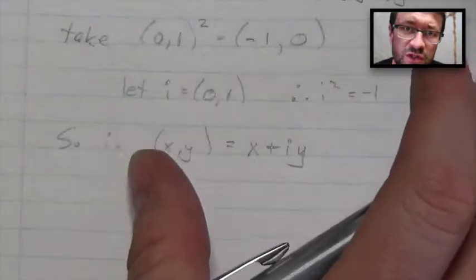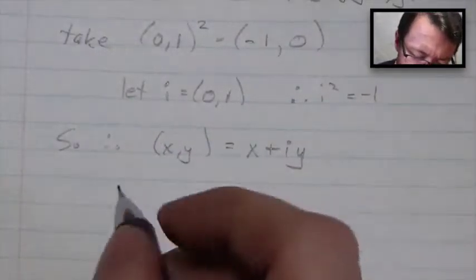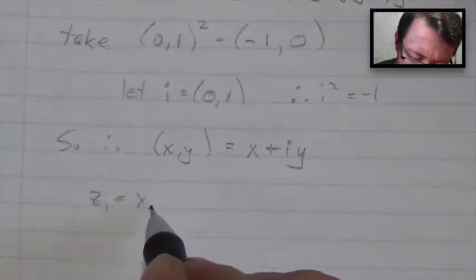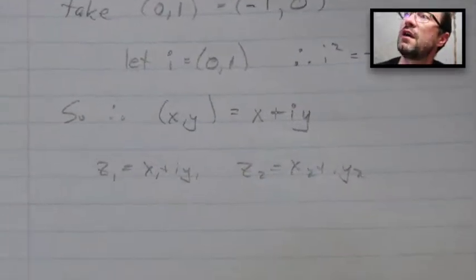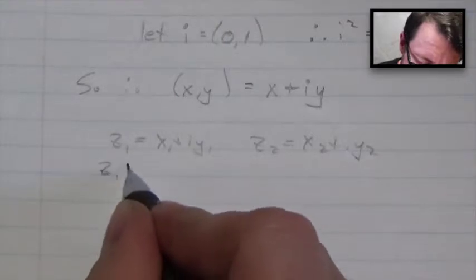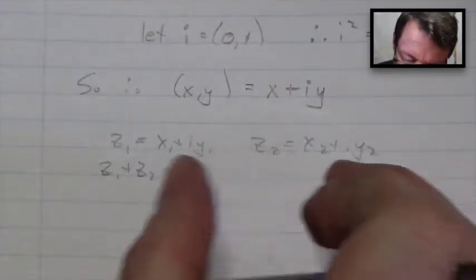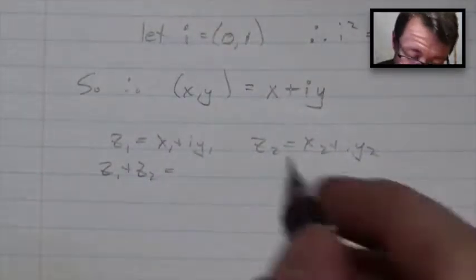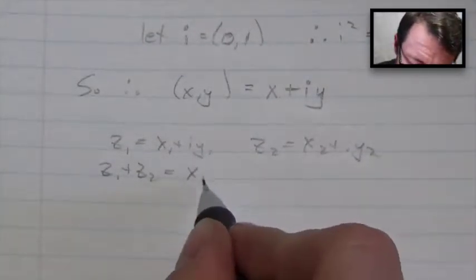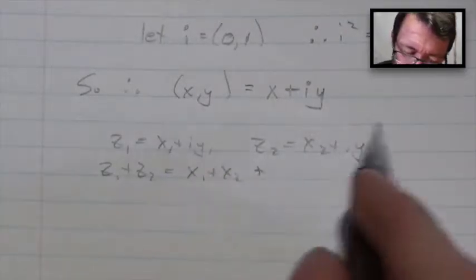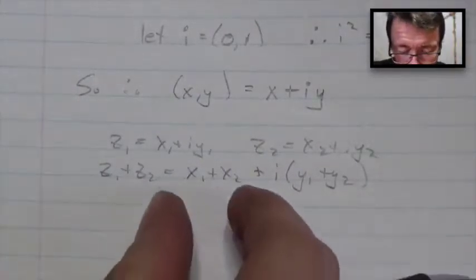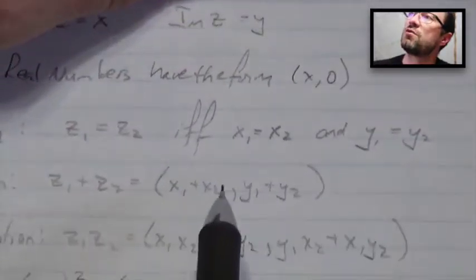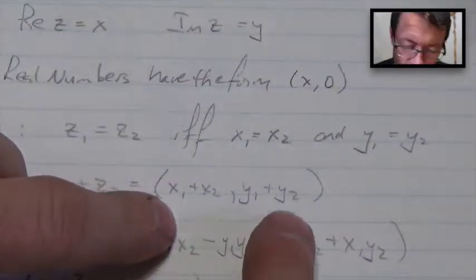So just to show you that the rules for addition and multiplication still work, let z1 be x1 plus i y1, and z2 be x2 plus i y2. Now I'm going to add those together. So z1 plus z2 is like taking these two binomials and adding them together. I get the real part plus the real part, so it's x1 plus x2, plus, and notice when I add these together, I can factor out the i, y1 plus y2. And so if I go back up, the rule for addition is essentially the same. It is the same, just the notation's a little bit different.